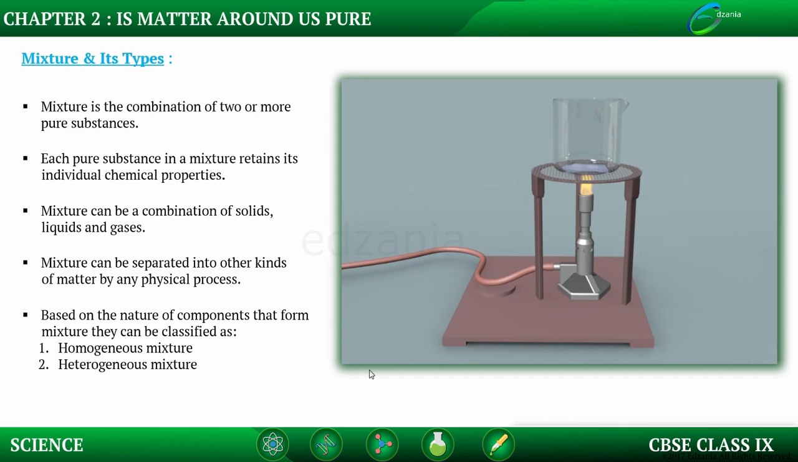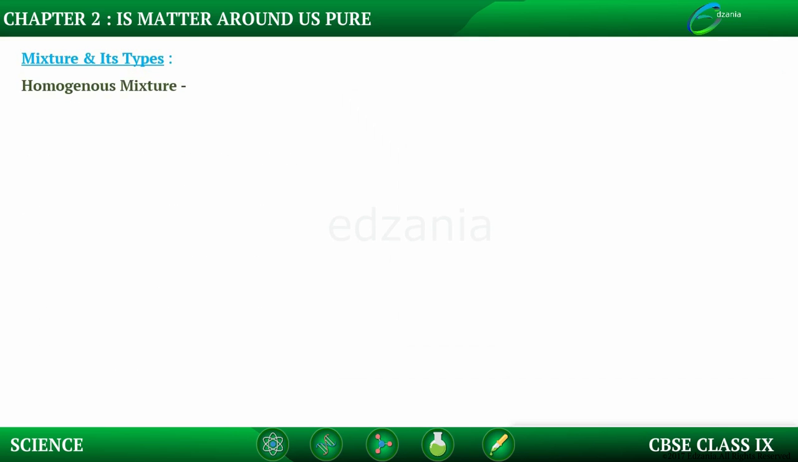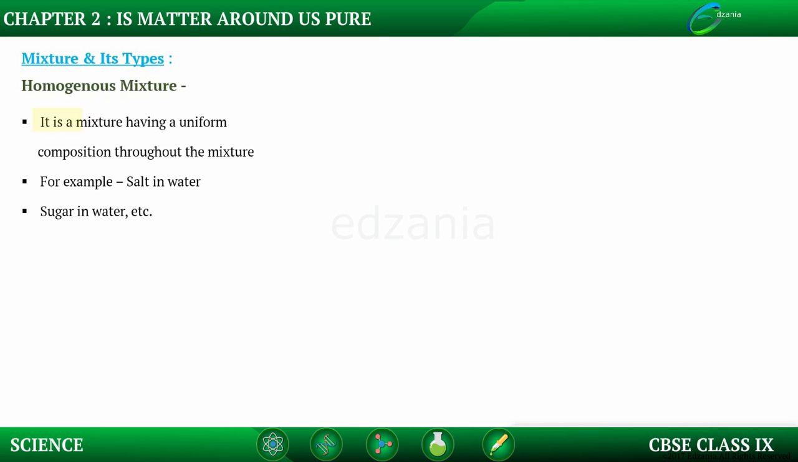Thus, we can say that mixture can be separated into other kinds of matter by any physical process. However, sodium chloride is itself a substance, and therefore it cannot be separated by physical process into its chemical constituents. Similarly, sugar is another example for this, since it contains single type of particles that carry same chemical properties throughout, therefore it cannot be separated further. Now, what is a homogeneous mixture? It is a mixture having uniform composition throughout the mixture.